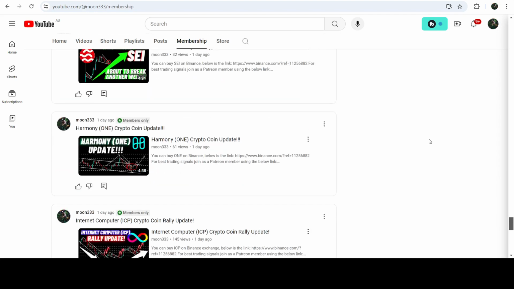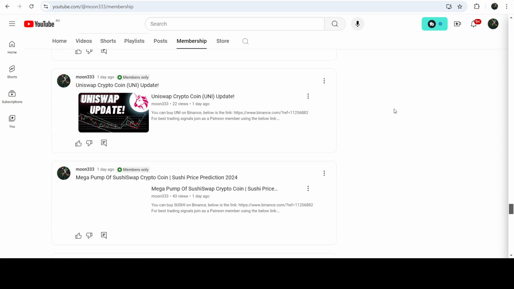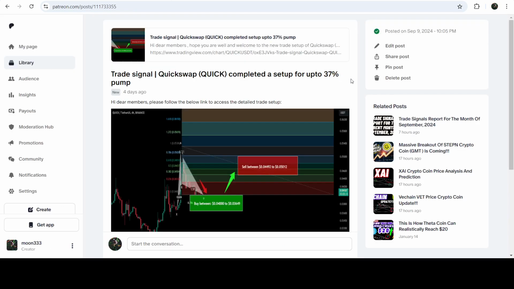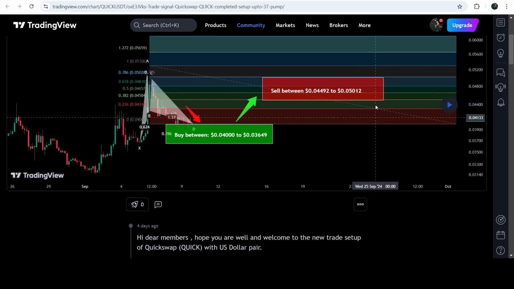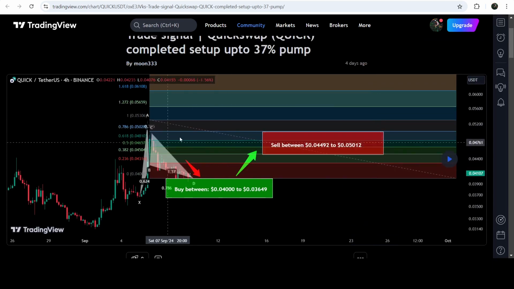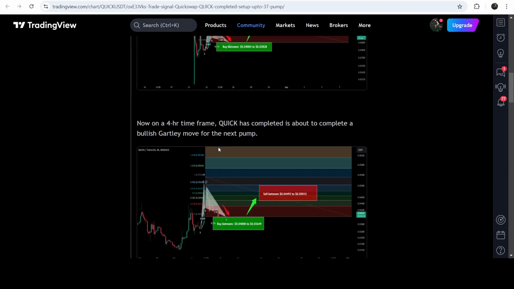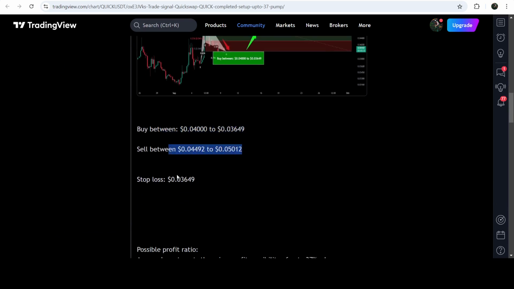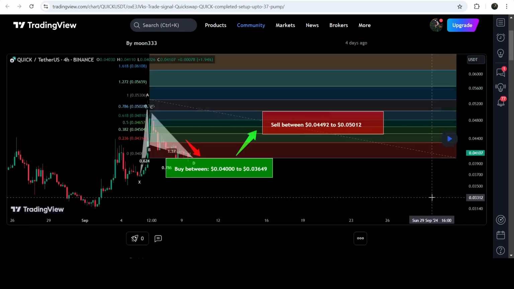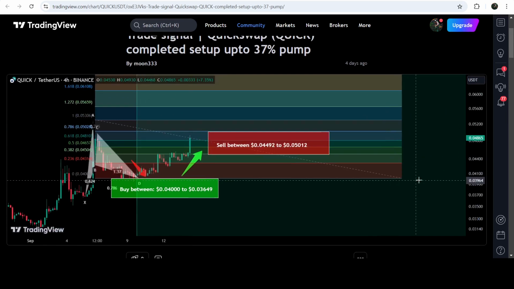Now let's start the analysis, and first of all, let me begin with my most recent trade signal for Quickswap that I shared 4 days ago with my members. That was a harmonic bullish reversal Gartley move that Quickswap formed with the US dollar pair on a 4-hour time frame chart, and this was a complete trade setup: the buy entry, the sell target and the stop loss. Now if I play this chart, you can see that the price line nicely moved up and reached the sell target here, and so far it has pumped almost 44%.